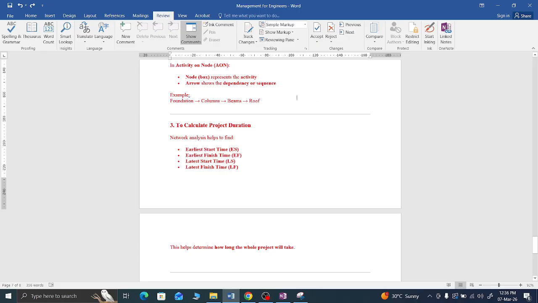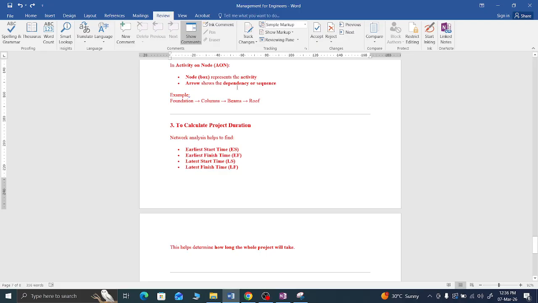After the foundation, we put the column. After the column only we can put the beam. After the beam only we can follow up with the roof. This is the sequence, the dependency: the column depends on the foundation, and the beam depends on the column. So this is the activity on node method. In the activity on arrow method, we put the activity above the arrow and do the scheduling. So that is how it works.